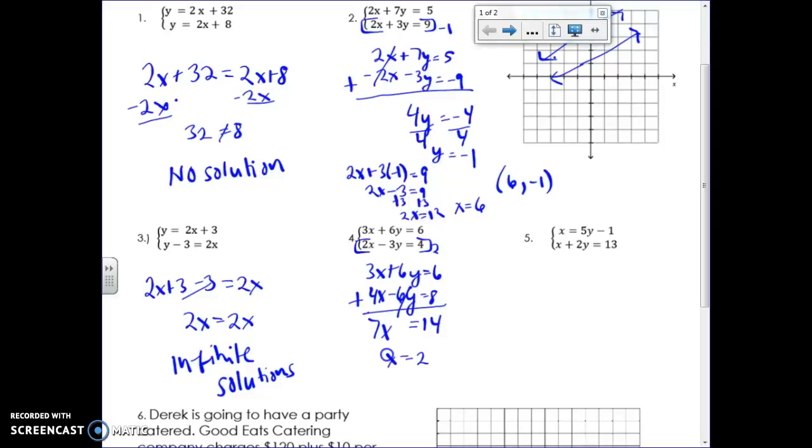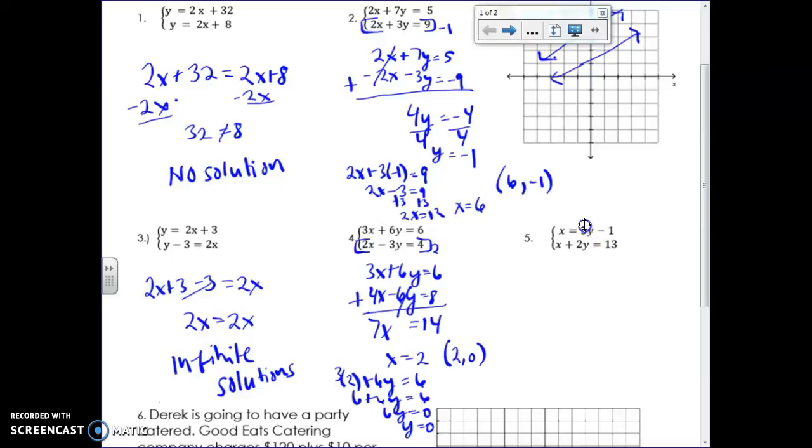Then I'm going to plug my x back into the original equation, so I have 3 times 2 plus 6y equals 6. I would get 6 plus 6y equals 6. Subtract 6 from both sides, I get 6y equals 0, so y equals 0. So for my solution on this one, it's 2, 0.